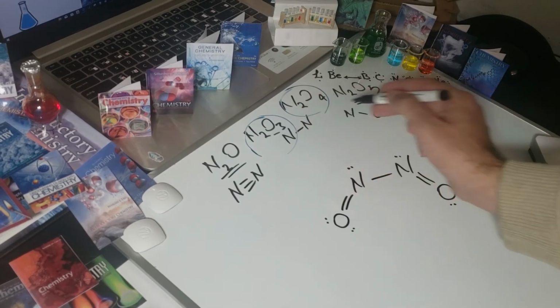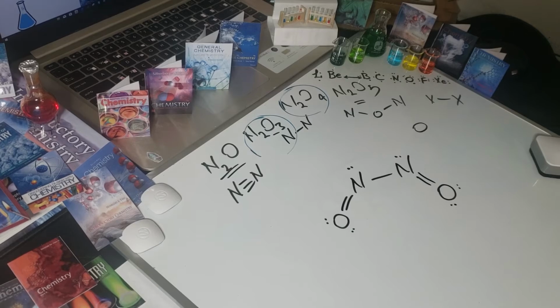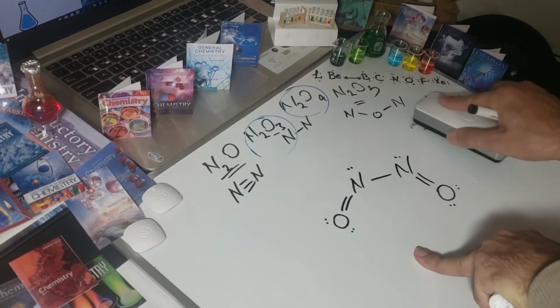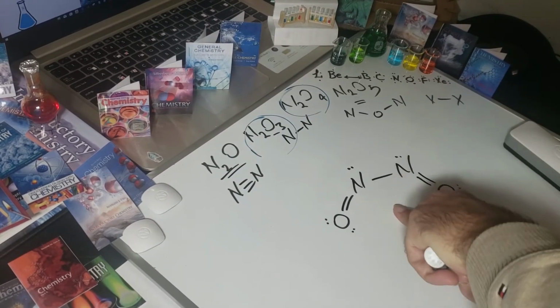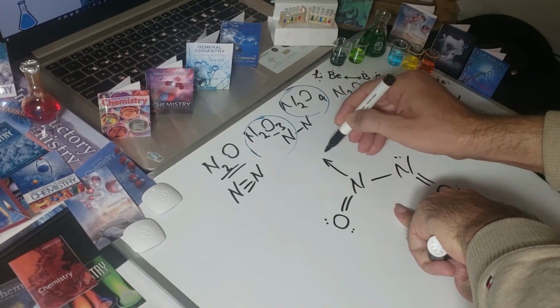Now remember, you have 3 oxygens, so there's 1 oxygen left outside, and if you want to take care of that, we just have to take either this one or this one. I'm going to take this one and make a dative bond to it.